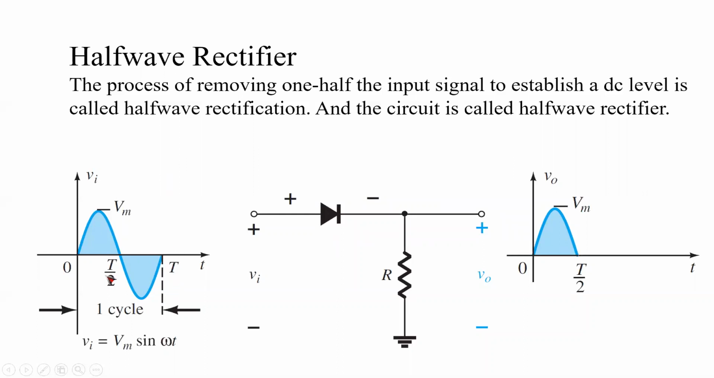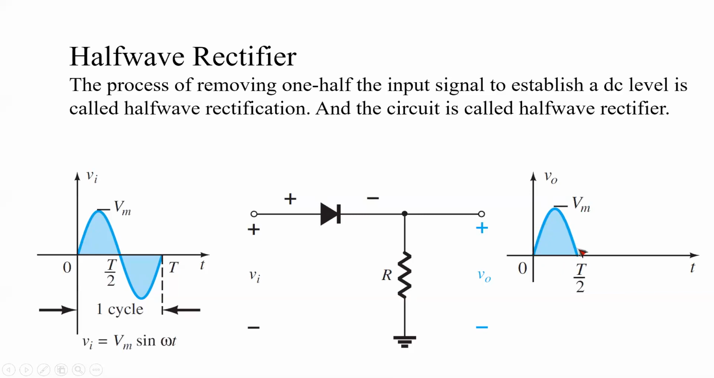This is one cycle. The first part is called the positive half cycle. The second part is called the negative half cycle. Or you can say this is our first half cycle, and this is our second half cycle. So it is actually keeping the positive and deleting the negative part. That is how you can get it.